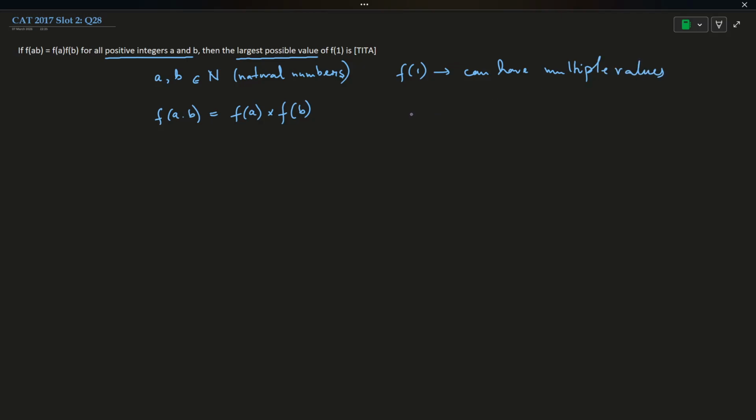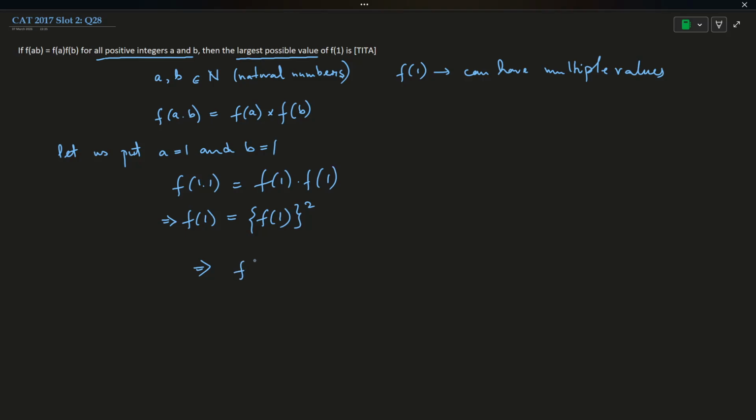Let's solve this. A and b belong to natural numbers for all, right? So for all natural numbers it is true. So let us put a equal to 1 and b equal to 1. So what will we get? f of 1 into 1 is equal to f of 1 into f of 1. Why did I put 1? Because I need f of 1, right? The question itself is giving me a hint to find the value of f of 1. And how can I get f of 1? By putting the value of a and b as 1. So f of 1 is equal to f of 1 whole square.